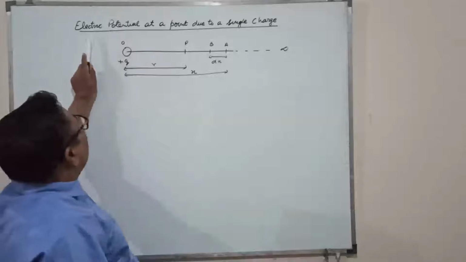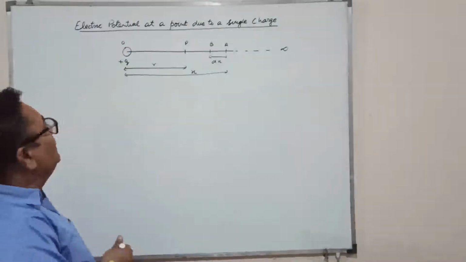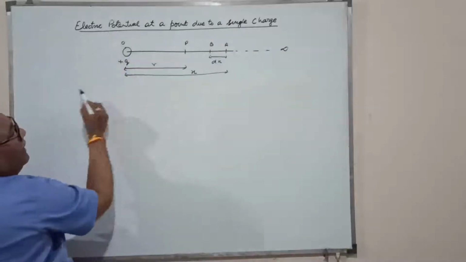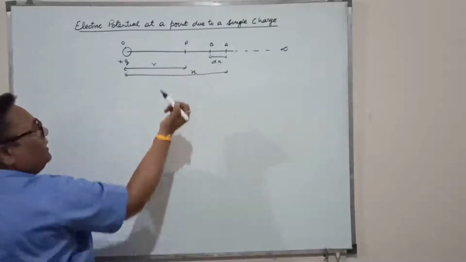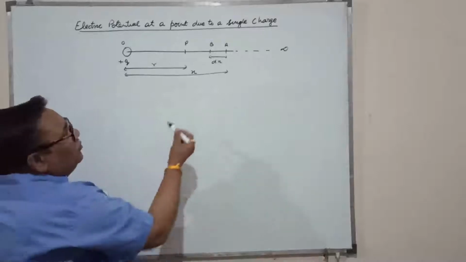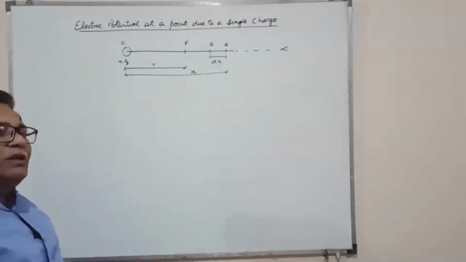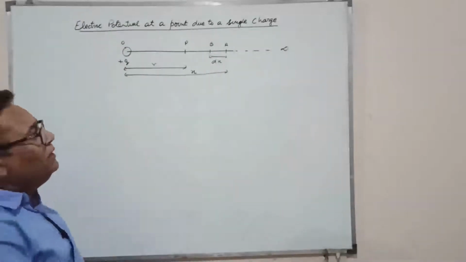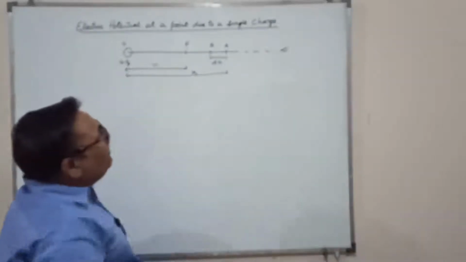Hello, now the topic is electric potential at a point due to a single charge. Let Q be the charged particle placed at O and P is the point at a distance R at which we have to calculate the electric potential. Now, according to the definition of electric potential, it is the work done required to bring a test charge from infinity to that point, from infinity to the point P. Then, how can we solve it?